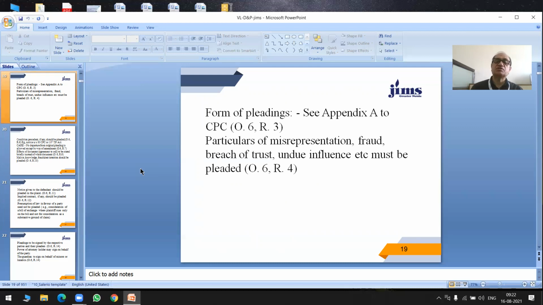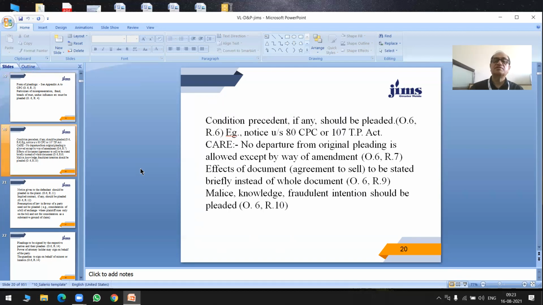And then the next rule, my dear students, is that if you want to plead particulars of misrepresentation, fraud, breach of trust, undue influence, then they must be pleaded in your pleadings. Suppose the builder says that the agreement dated 1/1/2017 was the result of undue influence. The plaintiff had put a pistol on the head of the builder and got the agreement executed. So this spectrum of undue influence must be pleaded in your WS. This is the mandate of Order 6, Rule 4, CPC.